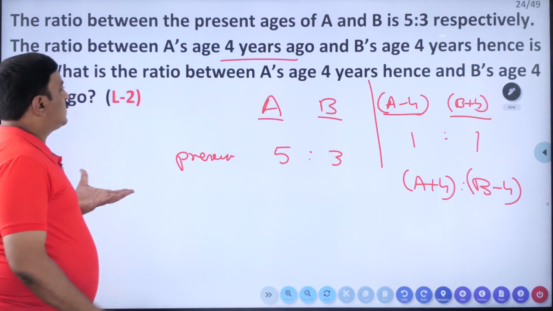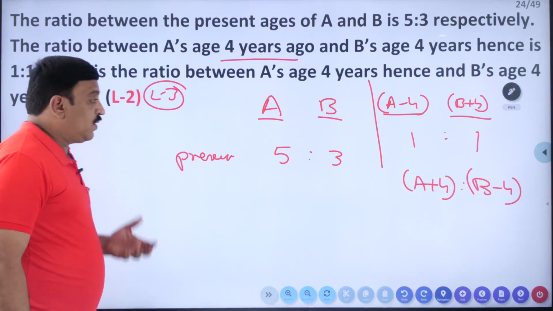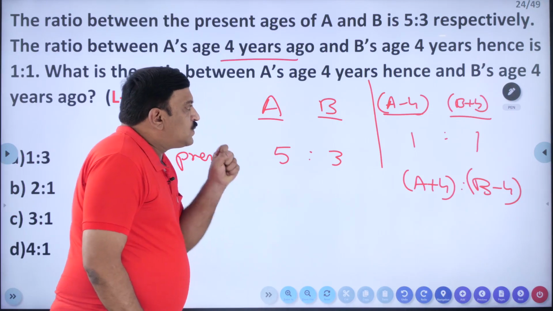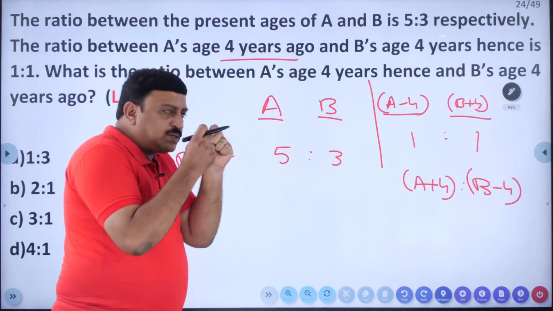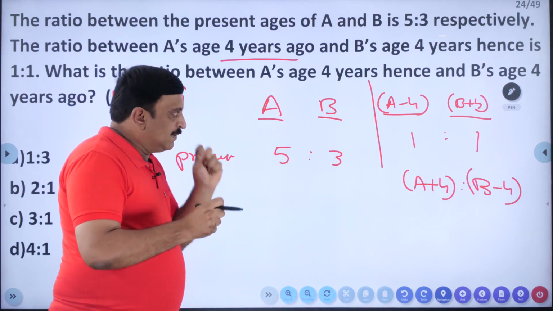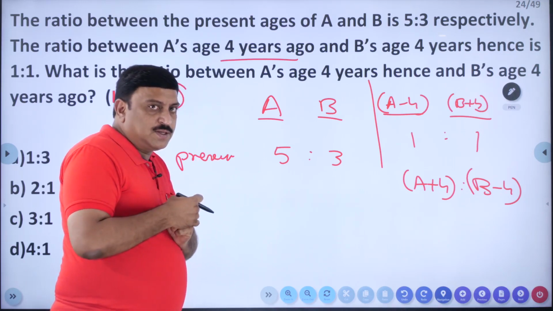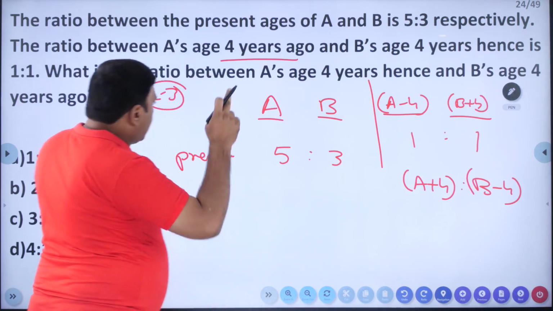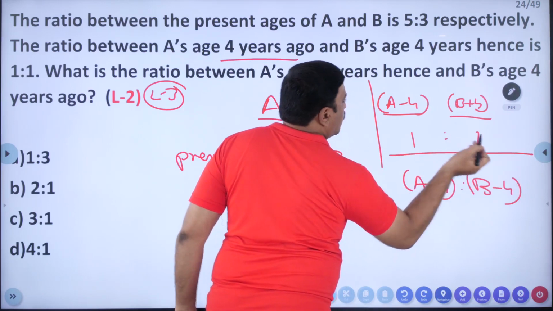This level is not even level 2, it is a level 3 question, right? So generally we can't do this one, but we have only one small logic that is already common, A plus 4, minus 4. So we have to search for that 4 years, after 4 years or back 4 years, equally, that is how many parts in the ratio, is it not? So we'll do this one. Here they have given A minus 4 and A plus 4, it is 1:1.